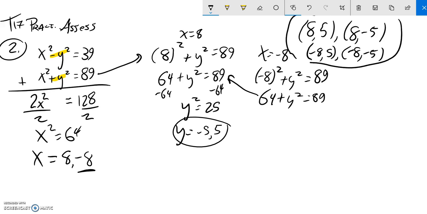So these two curves intersect at four different places. If you have a chance, grab Desmos and graph them both right now and look at the shapes. It's kind of interesting.